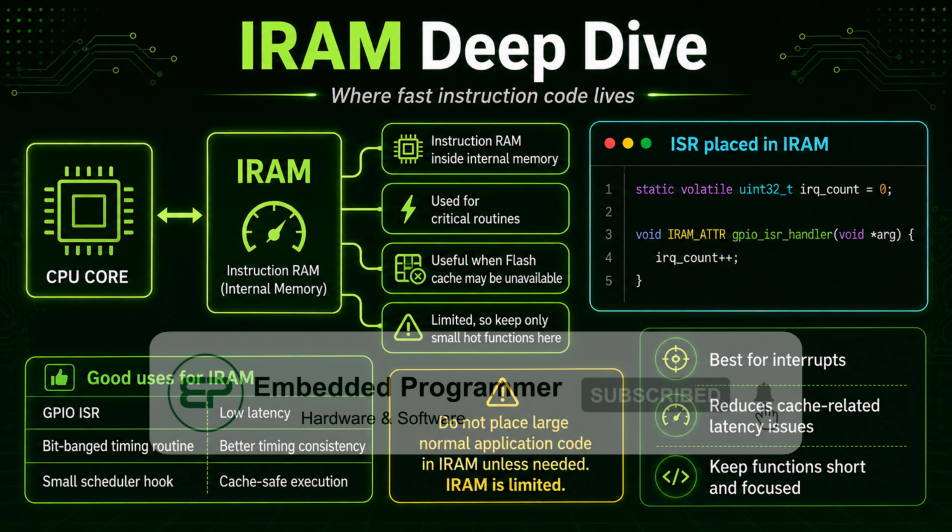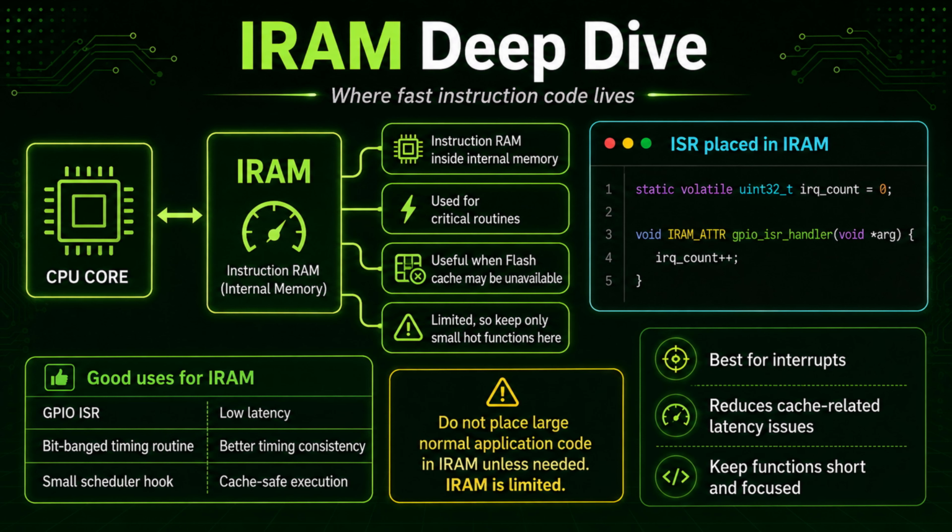Now let's look more closely at IRAM. IRAM means Instruction RAM. It is internal memory that the processor can use for executing instructions directly. Normally, most ESP32 application functions remain in flash, but sometimes we need a function to execute independently of flash access. A very common example is an interrupt service routine. Imagine that the ESP32 is performing a flash erase or write operation. During certain operations, access to cached flash may temporarily become unavailable. If an interrupt occurs at that exact moment, and the interrupt handler itself depends on flash, the processor may not be able to execute it correctly.